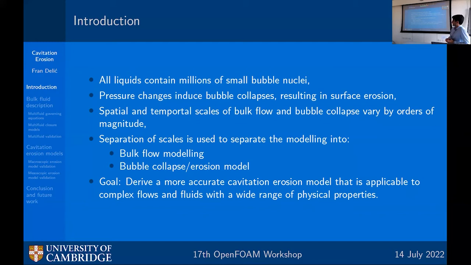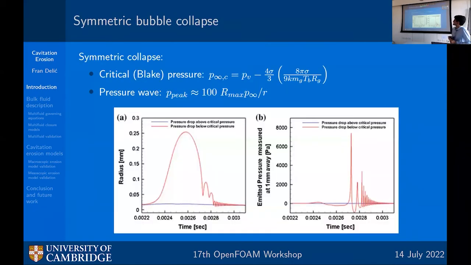Because of that, separation of scales is used to separate the modeling into two parts, modeling of the bulk fluid and modeling of the bubble collapse, or a more general erosion model. In the end, the goal is to derive a more accurate cavitation erosion model, which is applicable to complex flows and applicable to fluids with wide range of physical properties, which is especially relevant since this project is funded by Aptum Chemical, which is a manufacturer of lubricants or additives to lubricants.